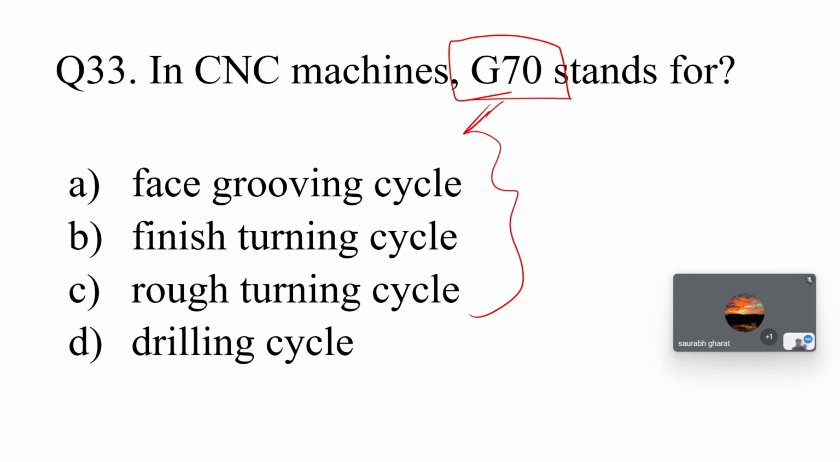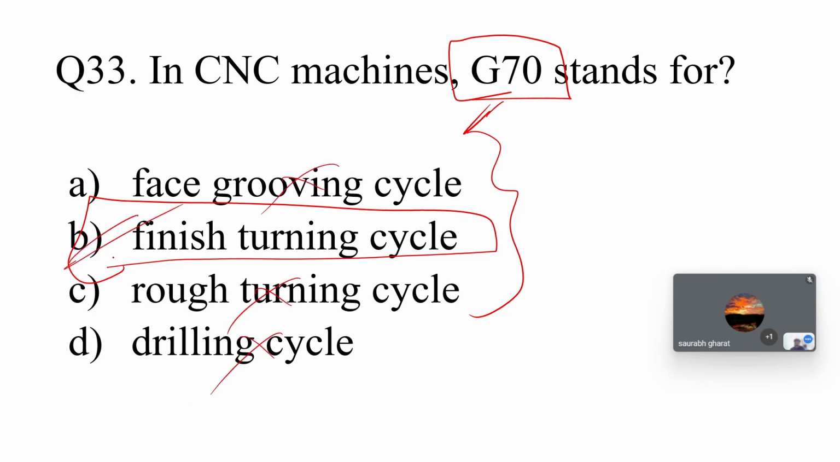So you might get the answer. It is used for the finish turning cycle. This is the only correct answer. There are different cycles for roughing, and only G70 is specifically for the finish turning cycle. So for the finishing operation, it is called the finishing operation.